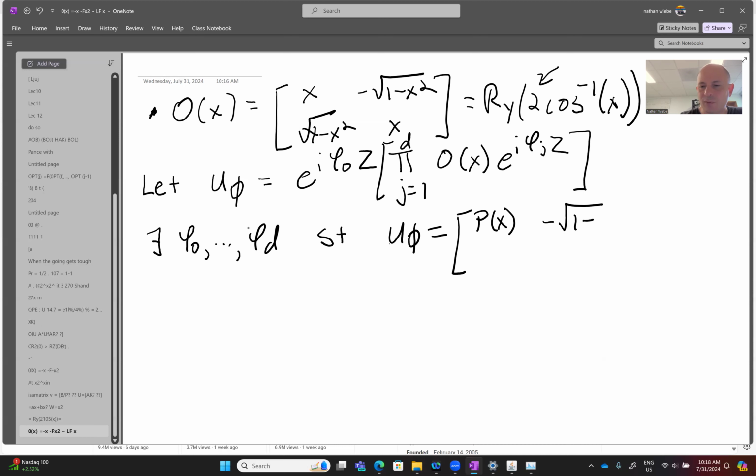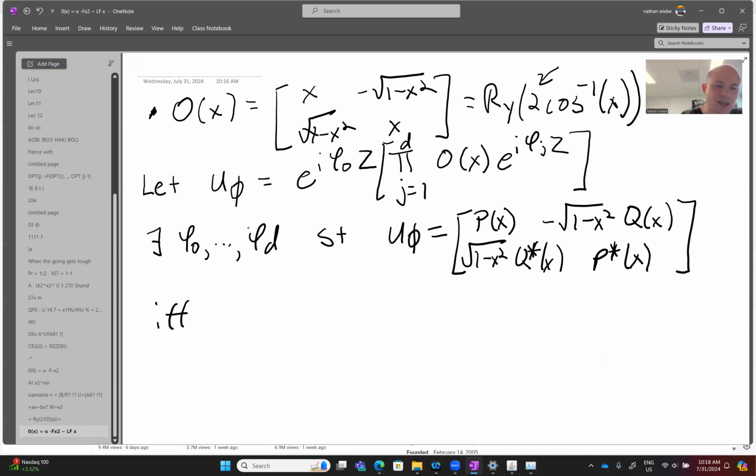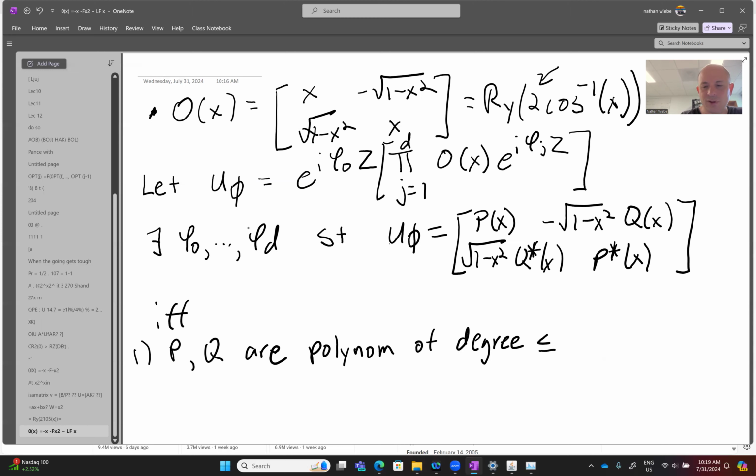[[P(x), -sqrt(1 - x^2) Q(x)], [sqrt(1 - x^2) Q*(x), P*(x)]], if and only if three conditions are met. One, P and Q are polynomials of degrees less than or equal to d and d minus 1, respectively.